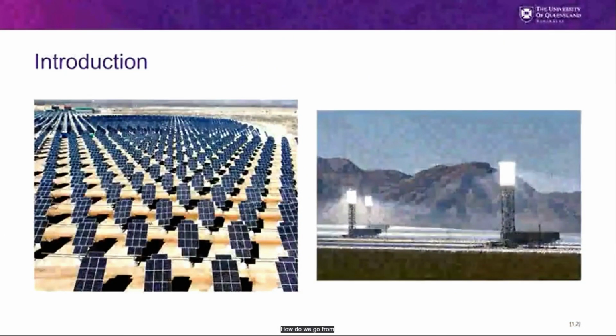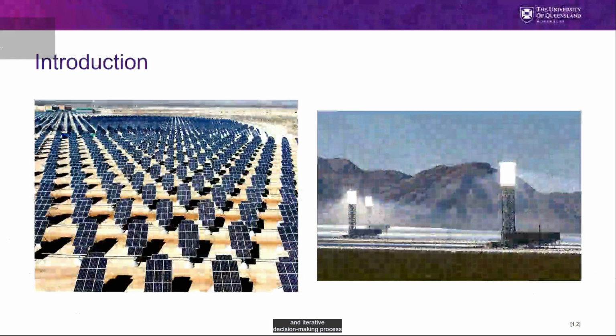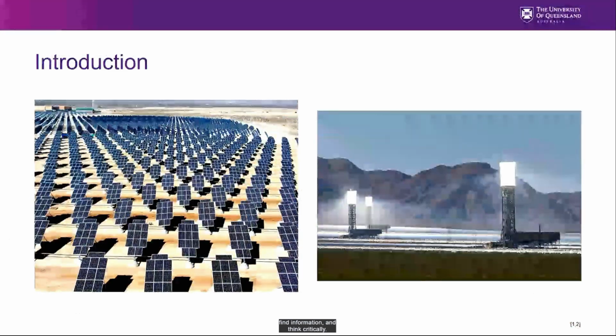How do we go from overall system design requirements to an actual design? This happens through a guided and iterative decision-making process that allows us to put details on our design. I say guided as the process is not rigid, but rather there are some guidelines that we use together with our ability to be creative, find information, and think critically.